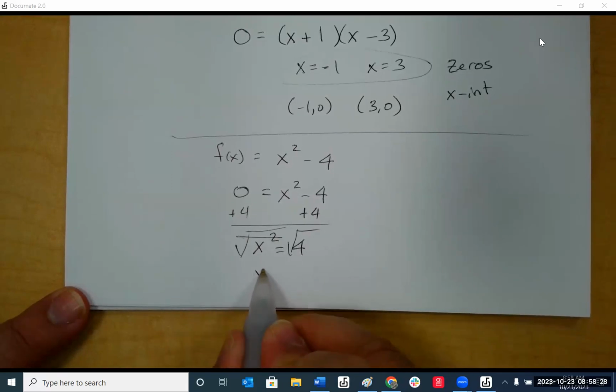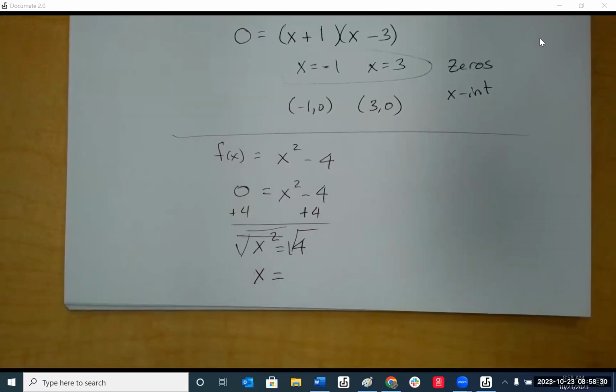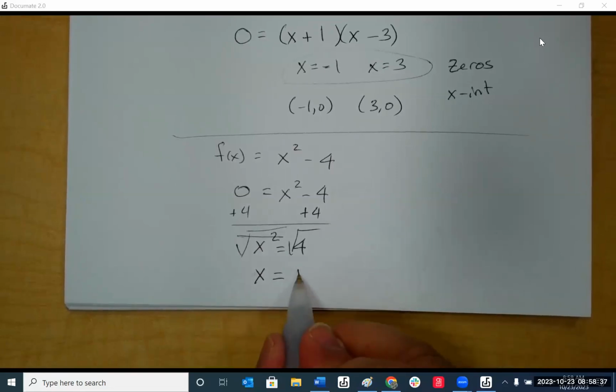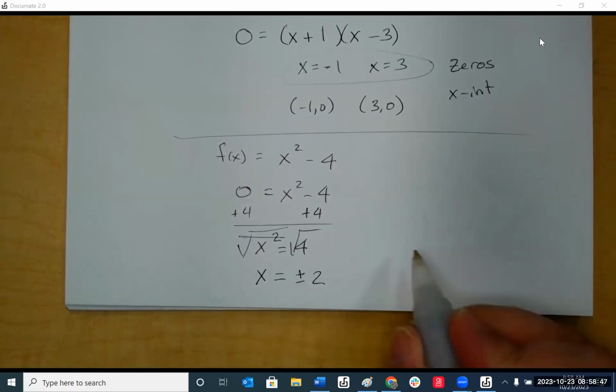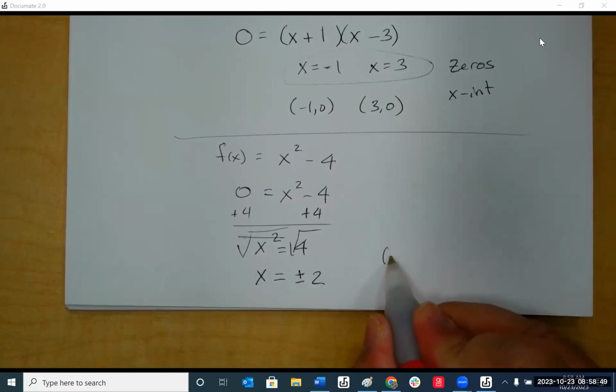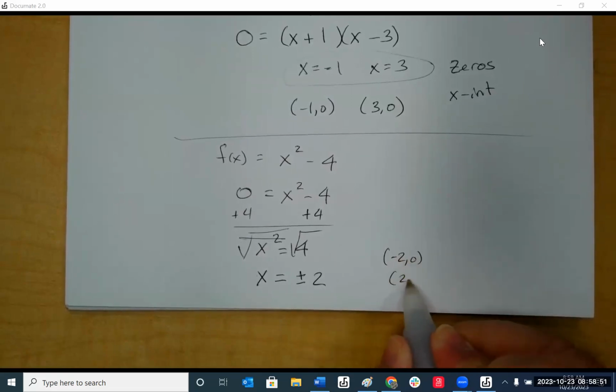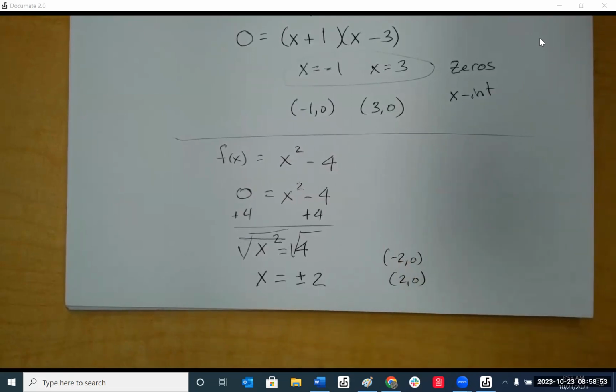Those cancel, so we have x equals what? I know you. What's that? Whenever you square root something squared, you have to put a plus or minus in front of the answer. So that's the answer. So our x-intercepts are at (-2, 0) and (2, 0). Those are x-intercepts.